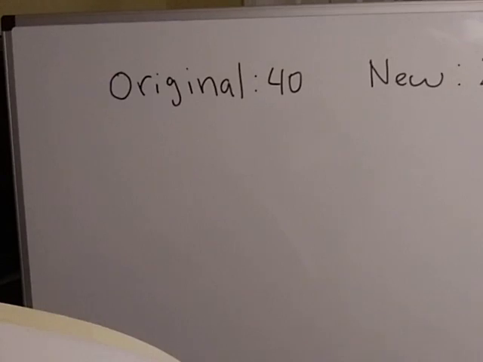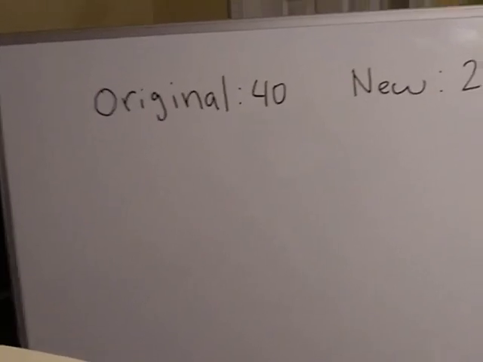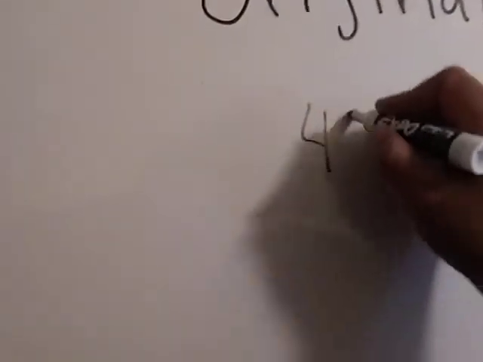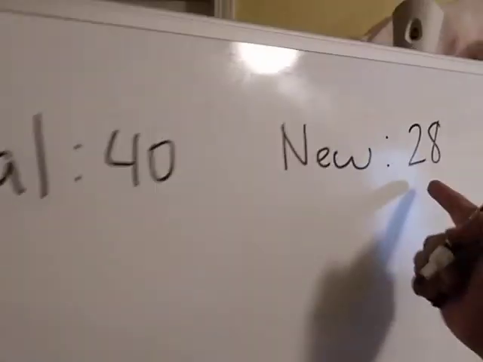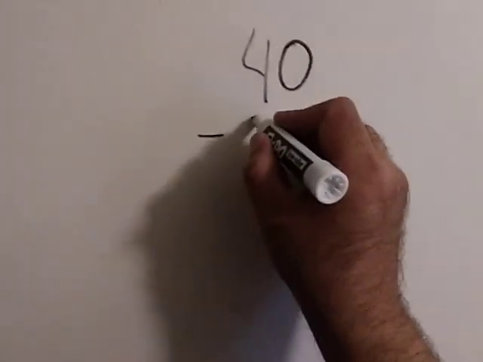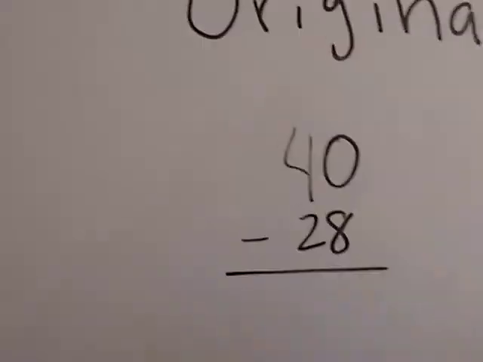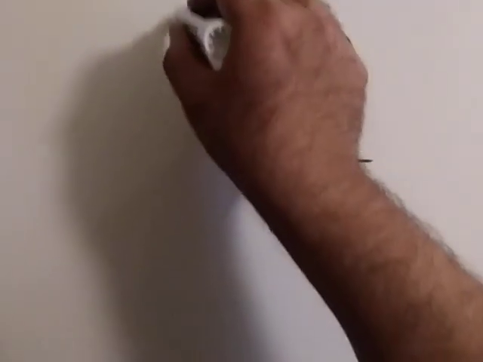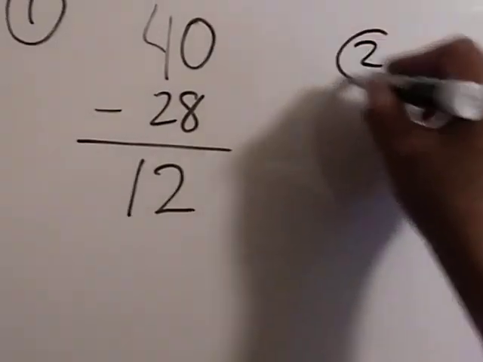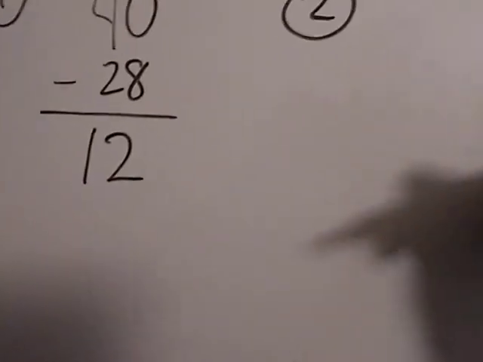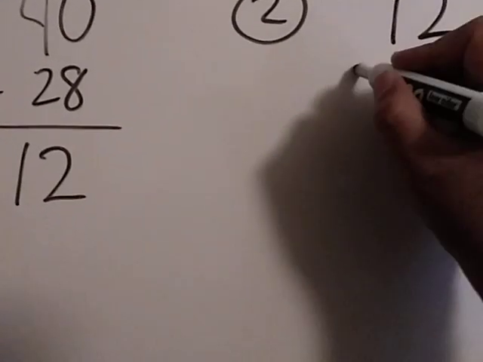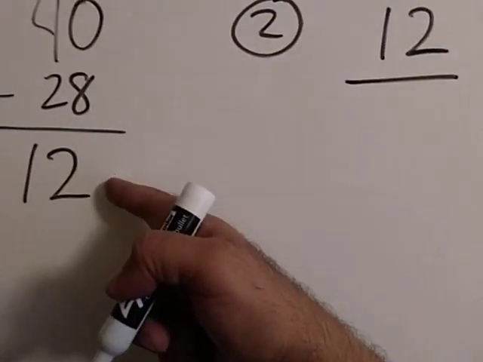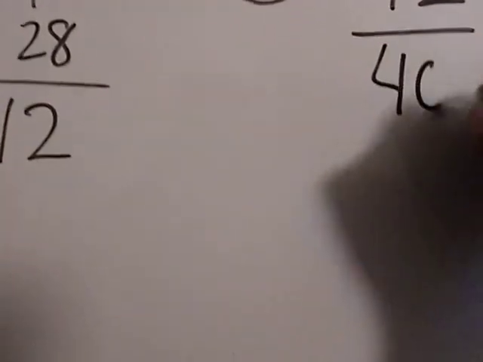We subtract the new amount from the original. So again, it will be the same thing, right? From 40, we subtract the new amount, which is 28. So 40 minus 28 gives us 12. That's step 1. Step 2, we set it up as a ratio, right? So 12, the amount of the change, over the original, which is 40.